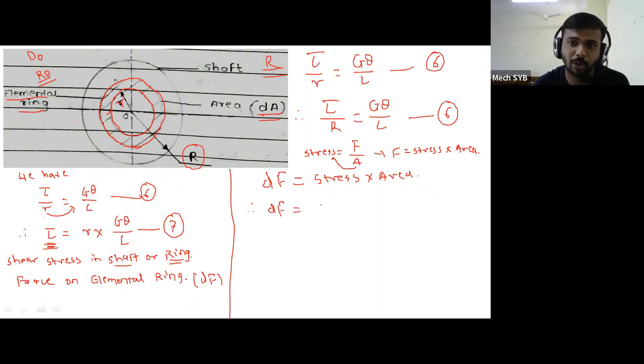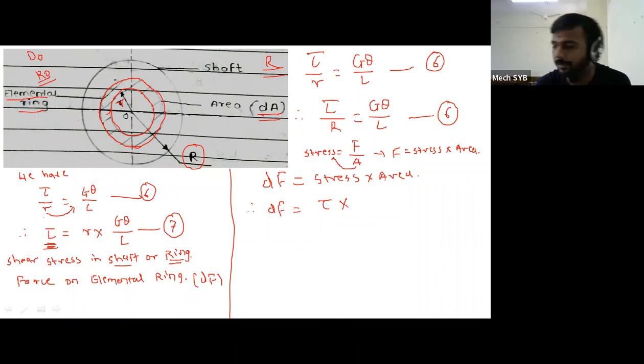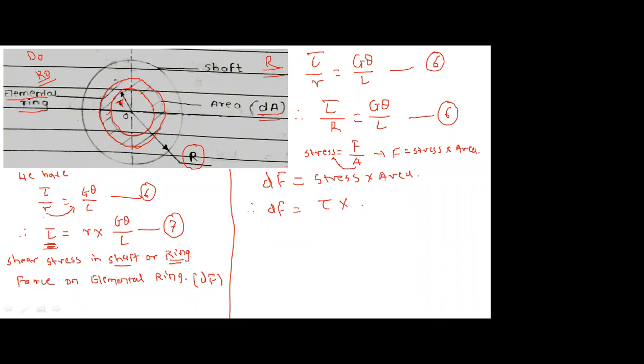Therefore dF is equal to, what is the stress value? What is the stress in the elemental ring? Tau. And what is the area of the elemental ring? dA. It is represented on the figure.